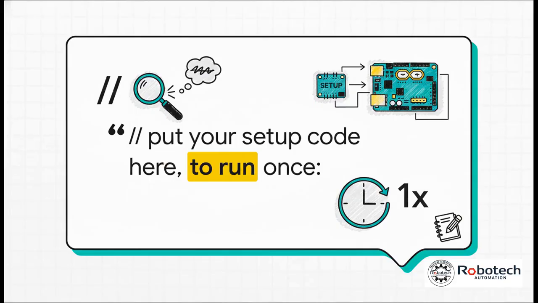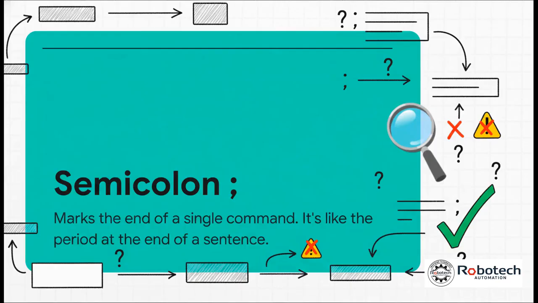You see those two little forward slashes? Anything you type on a line after those slashes is called a comment. The Arduino is programmed to completely, 100% ignore it. This part is just for us humans. It's how you leave notes for yourself or for someone else to explain what your code is supposed to be doing. It's incredibly useful.